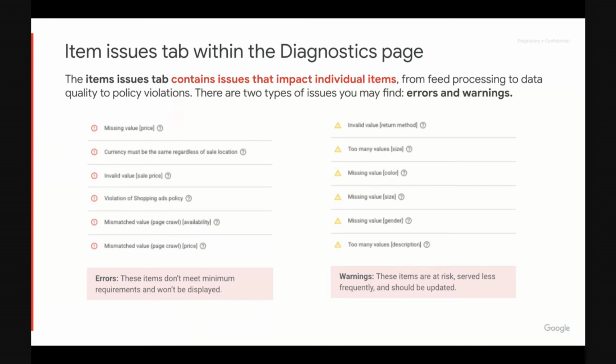Errors are the ones with the red indicator, and these items don't meet minimum requirements and therefore will not be displayed. So these are problems. These are products that have errors that will not show within free listings or shopping. That's what this is indicating. When it's this yellow icon, that means that it's a warning. And these items are at risk and are often served less frequently. It's simply an indication that this should be updated.